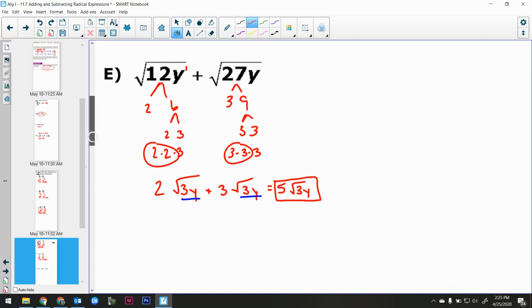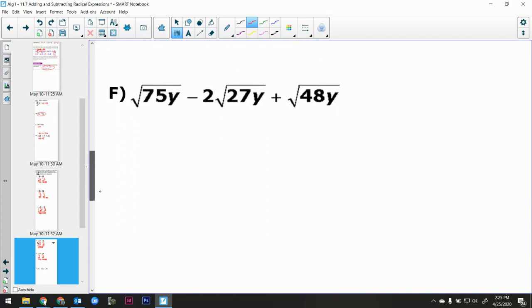Let's do one more of those. Now, when there's 3 terms, exactly the same thing. You just reduce them all and then see where you can combine them, where you cannot. So radical 75y, that's 3 and 25, or 5 and 5. So 3 times 5 times 5, 5 radical 3y.